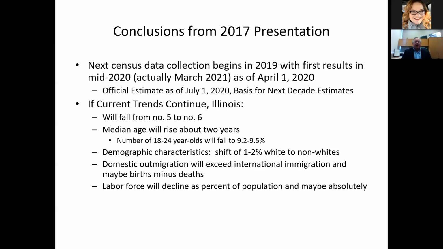With respect to the ethnic makeup of the population, there would be a shift of roughly 1 to 2% of the white population to non-white populations. Domestic out-migration would exceed international migration to the state, and it could exceed births minus deaths, that is the natural increase in the population as well. If that occurred, the population of the state would fall. Further, I would expect, because of the aging of the population, that the percentage of population in the workforce would decline, and it might decline absolutely. That is, that there would be fewer persons in the workforce by the end of the decade than there were at the beginning of the decade.